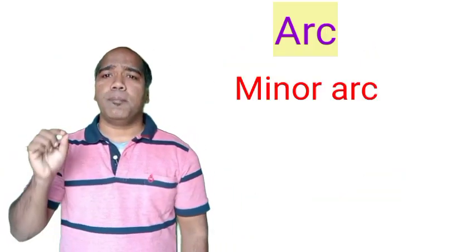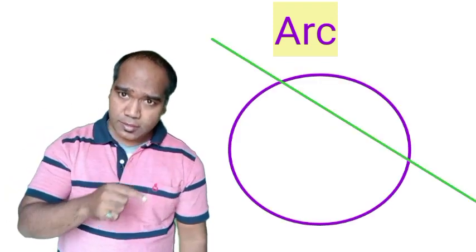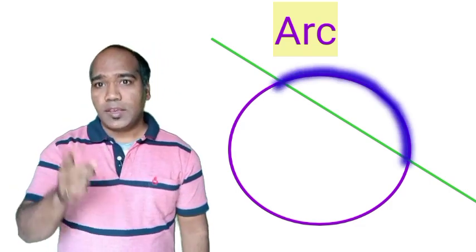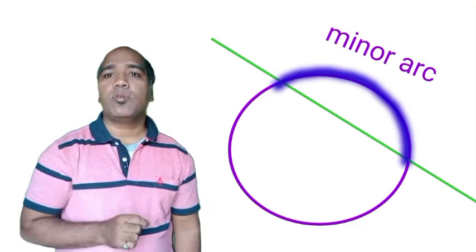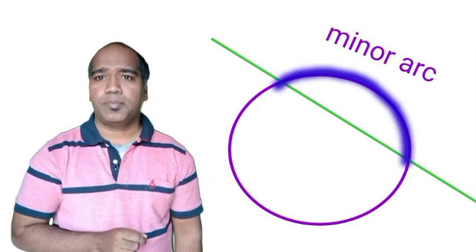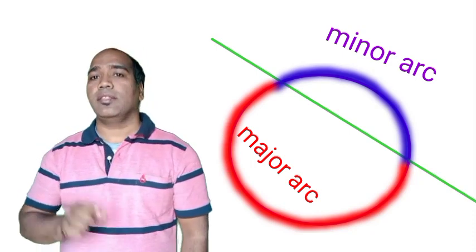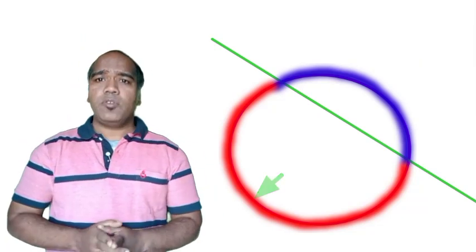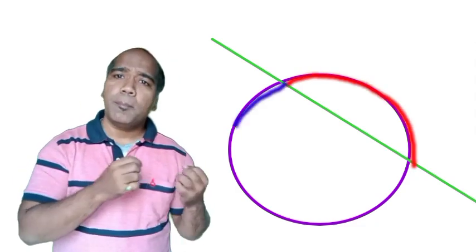Now we come to the arc. What is a minor arc and what is a major arc? If the arc is part of the minor segment, then that arc will be called what? A minor arc. And if the arc is part of the major segment, then that arc will be called a major arc.